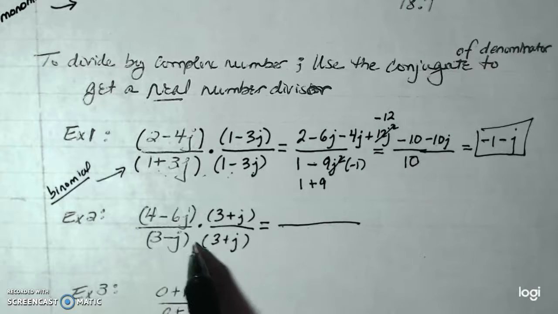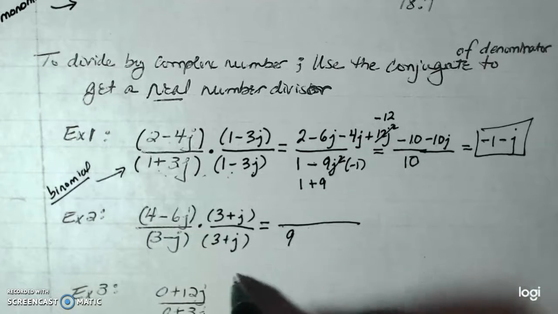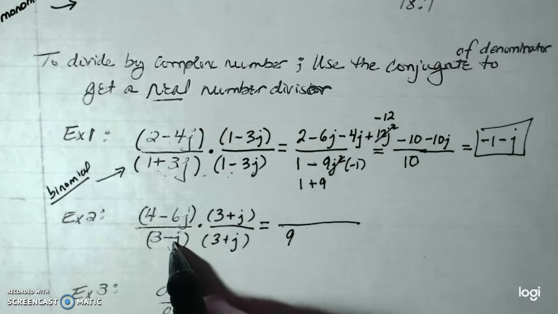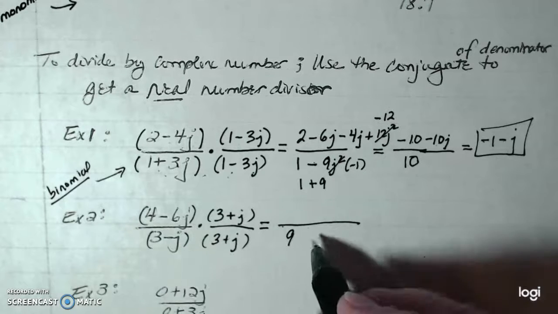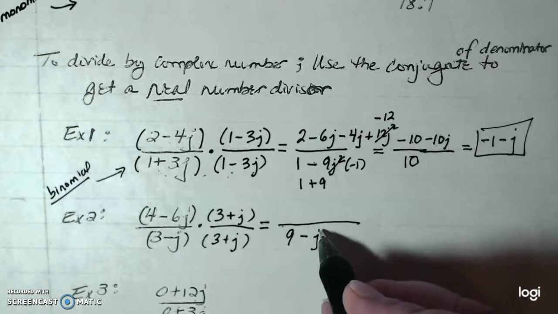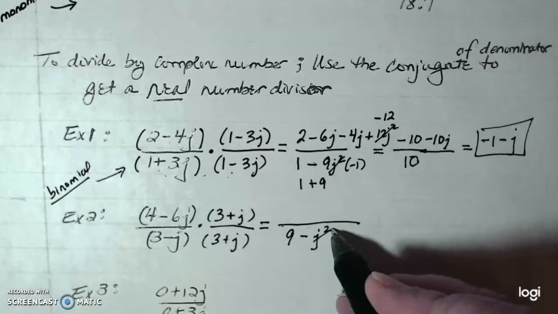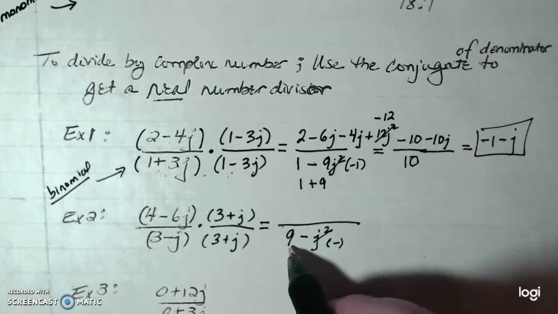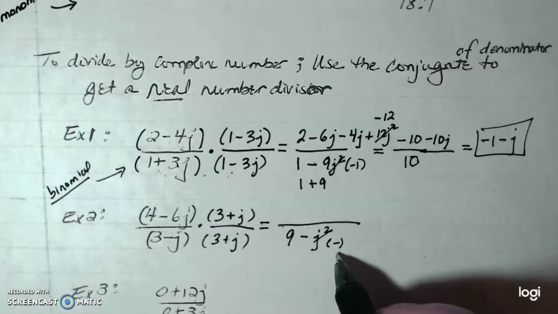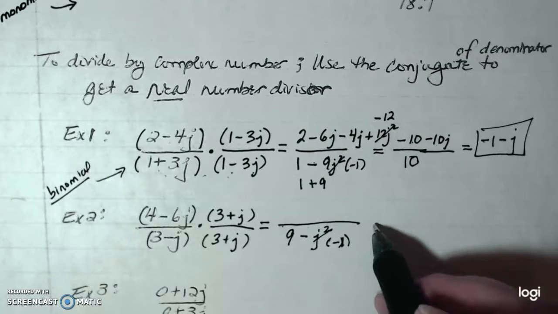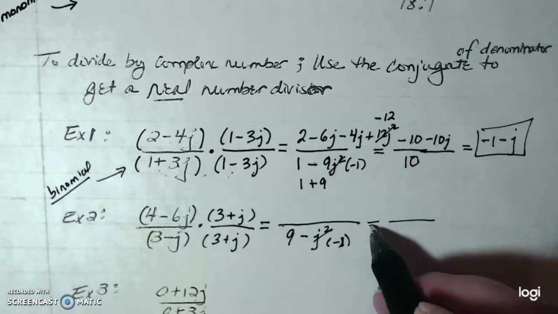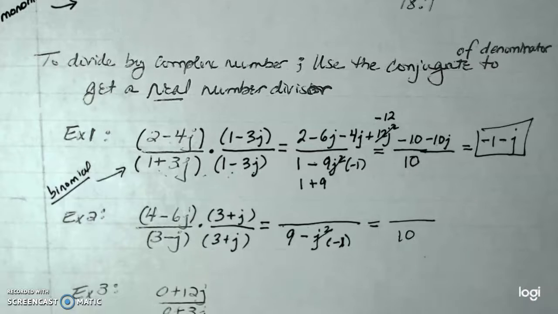So 3 times 3 is 9. The middle terms drop out because you're using a plus and a minus, and your final term is minus j squared. In this case, we know j squared is the equivalent of -1, so we're really doing 9 minus -1, which delivers a denominator of the value 10. 9 minus -1 equals 10.